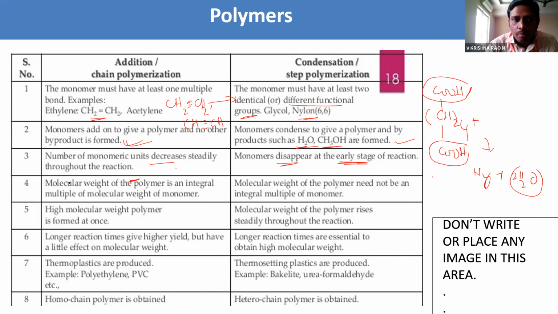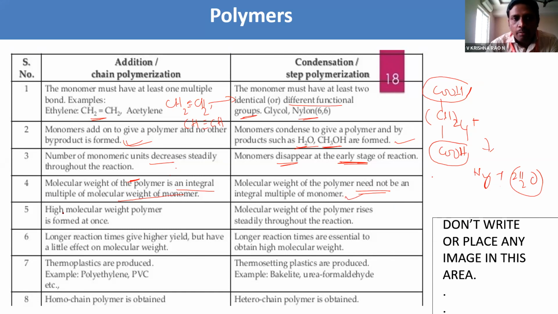Now coming to molecular weight: in addition polymerization, the molecular weight of the polymer is an integral multiple of the molecular weight of the monomer. How much monomer we take in the preparation of the polymer, the same amount of polymer will be present. In condensation polymerization, the molecular weight of the polymer need not be an integral multiple of the monomer; it will be different.